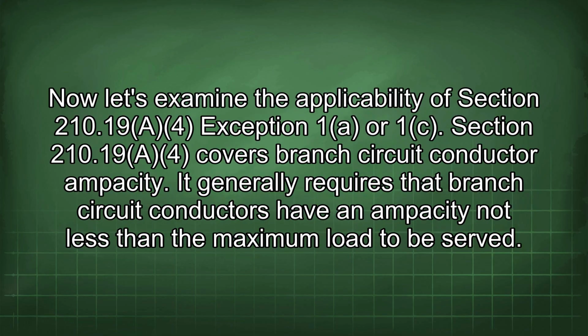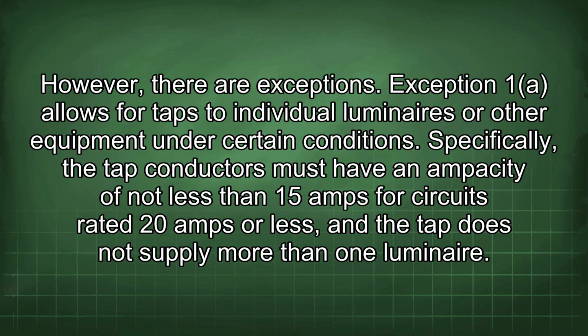Now let's examine the applicability of Section 210.19(A), Exception 1 or 2. Section 210.19(A) covers branch circuit conductor ampacity. It generally requires that branch circuit conductors have an ampacity not less than the maximum load to be served. However, there are exceptions. Exception 1 allows for taps to individual luminaires or other equipment under certain conditions. Specifically, the tap conductors must have an ampacity of not less than 15 amps for circuits rated 20 amps or less, and the tap does not supply more than one luminaire.